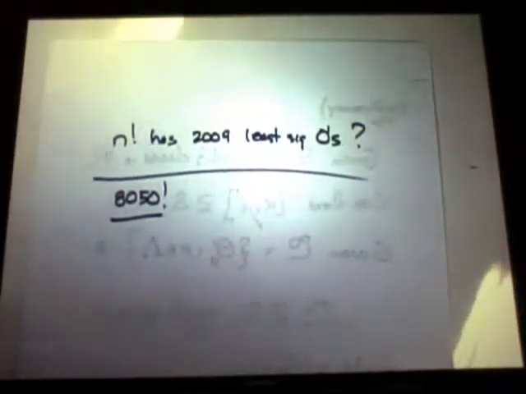Here's the problem that came up in class. What is the minimum n so that n factorial has 2009 least significant zeros? So it's a gigantic number with 2009 rightmost zeros. And I think Matt and I have verified that it's 8050. I'll let Dave figure that one out.